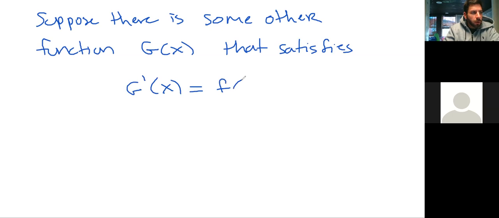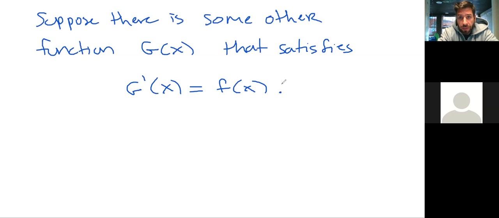So we want to suppose that there's another function, g prime, that satisfies its derivative is also f. So now we have two functions out there whose derivative is both f. Now, the first thing you might say is, well, how do I know that that guy's there? Well, there's a couple ways you can think about this.